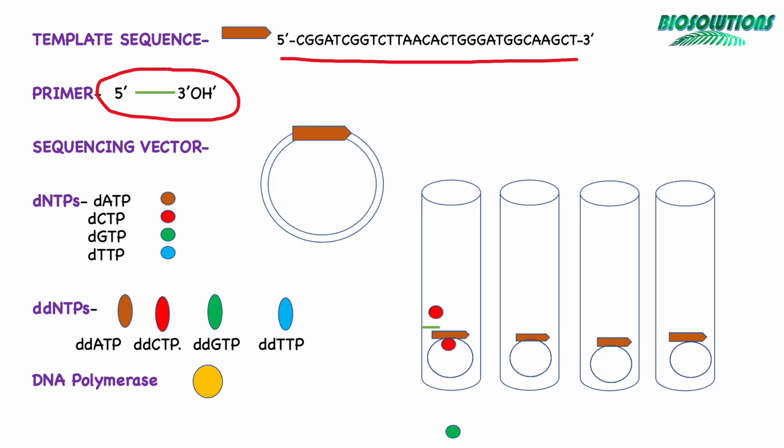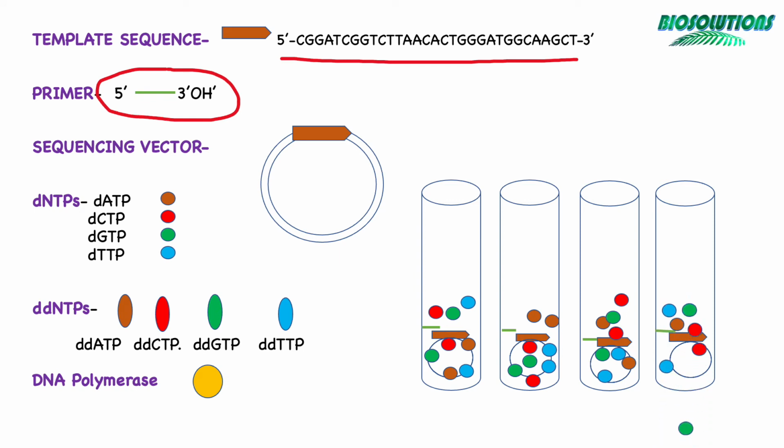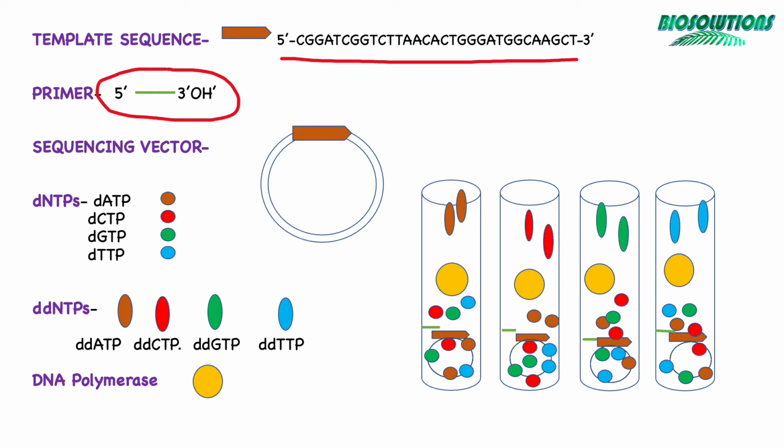Add a certain amount of single stranded template DNA containing multiple DNA fragments, primer, all the 4 dNTPs including dATP, dCTP, dGTP and dTTP, which are normal nucleotides. Also add DNA polymerase enzyme and buffer, etc. Most importantly, each tube receives a certain concentration of only one type of ddNTP as indicated here.